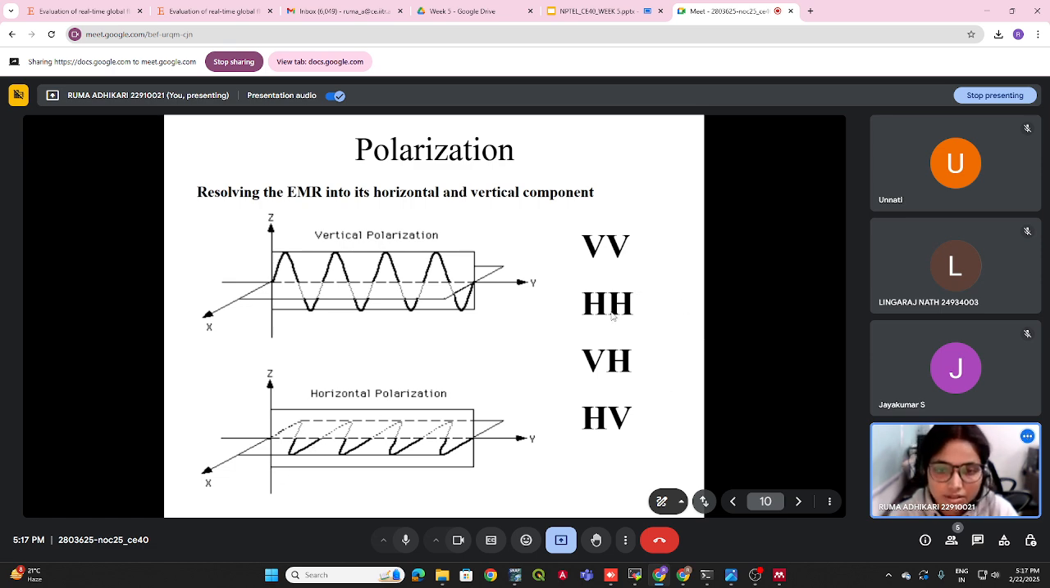When we transmit the H and receive this H, then it is HH. But when it is VH and HV, VH means we transmit the H, we transmit this type of oriented signal, and we receive this type of oriented signal, that is called VH. So this is the first step, we are entering into polarization.